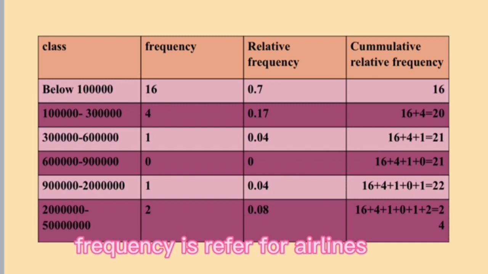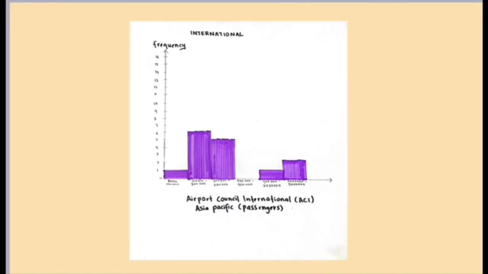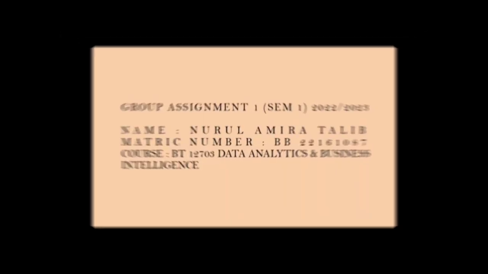of each class. Observe that the highest total number of domestic passenger traffic is 100,000 until 300,000 for 6 types of airlines. The highest total number for international passenger traffic is below 100,000 for 16 types of airlines.